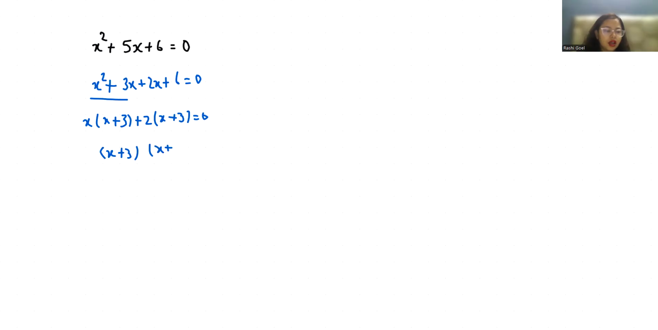Now to find out the solution, put each factor equal to 0, so x is equal to minus 3, and when we put x plus 2 is equal to 0, x is equal to minus 2.